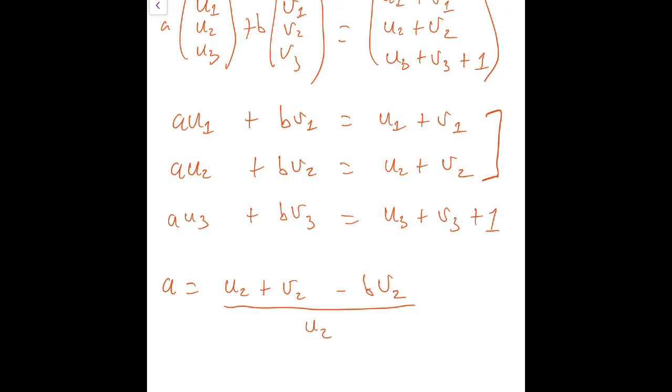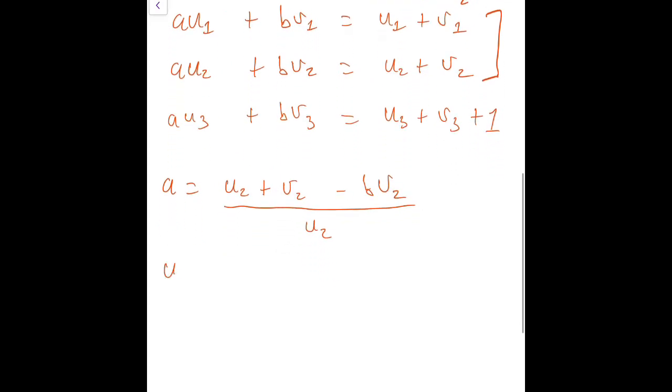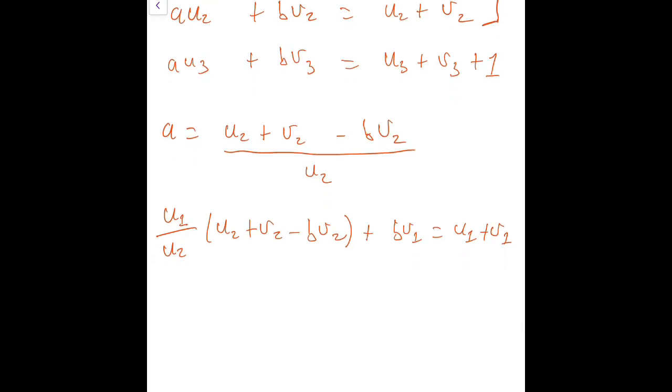I'm going to take this expression for a and plug it into the top equation. And when I do that, I get the following. I have u1 over u2 times (u2 plus v2 minus bv2) plus bv1 is equal to u1 plus v1. Now I'm going to multiply both sides by u2 and divide both sides by u1. So now notice I'm also assuming that u1 is not equal to 0. So I'm assuming that u2 is not equal to 0, and I'm assuming that u1 is not equal to 0.